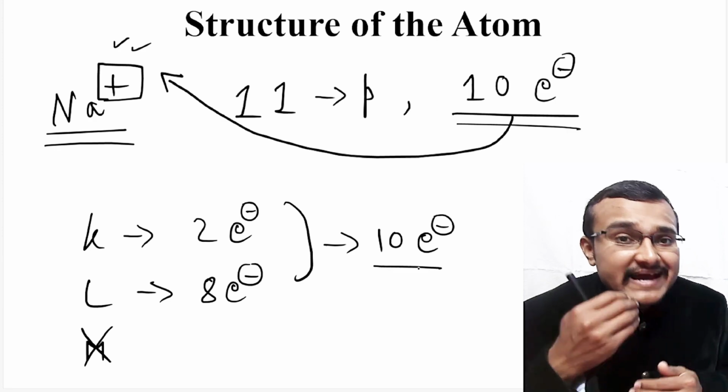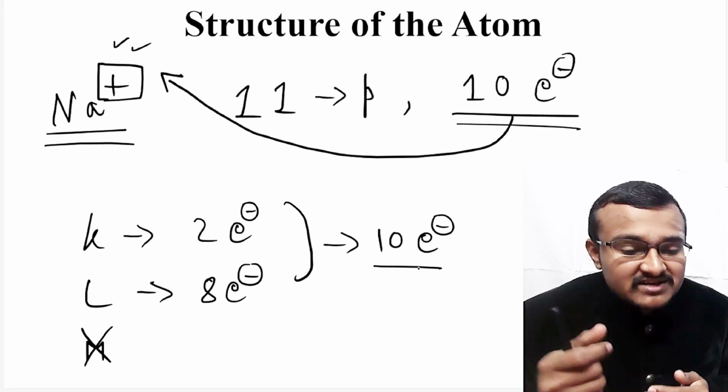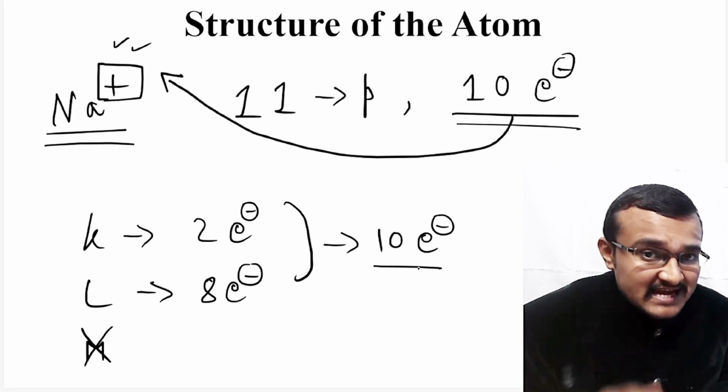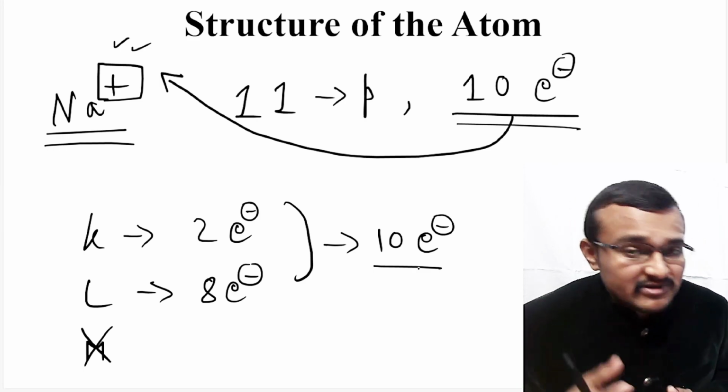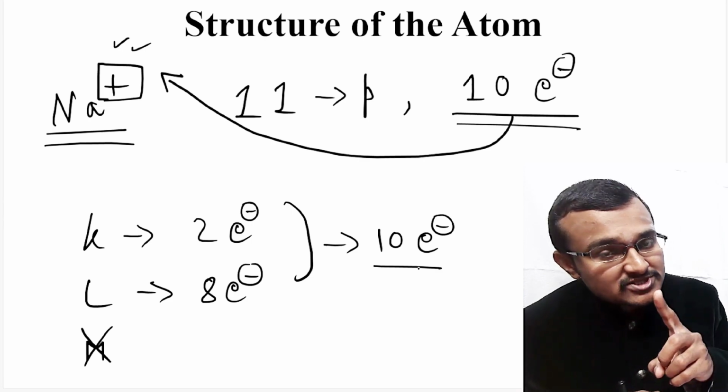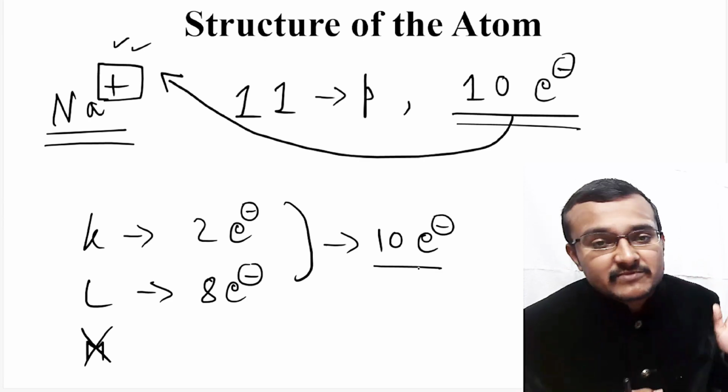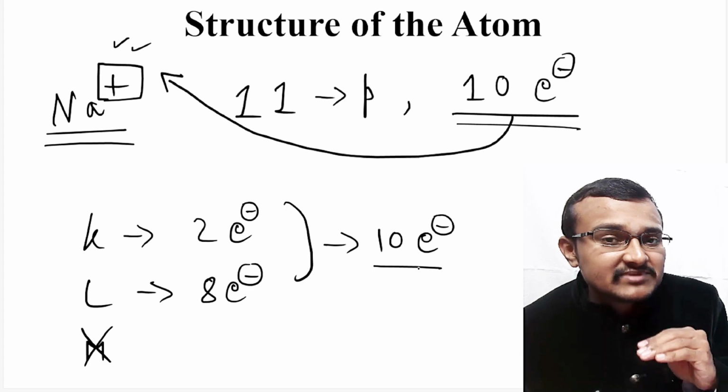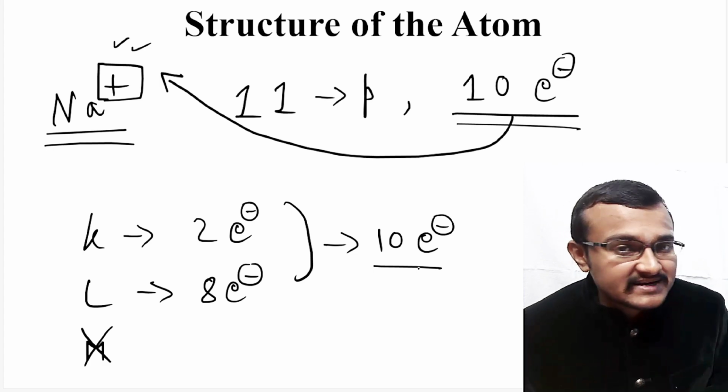So this is how you have to explain, and you have to mention K shell, L shell, like how many electrons can be present in K shell and how many electrons can be present in L shell. So 2 electrons can be present in K shell, 8 electrons can be present in L shell, because this Na plus ion has only 10 electrons in it.